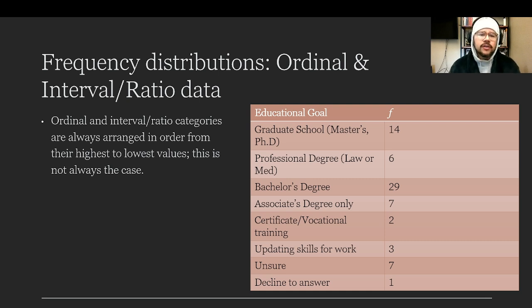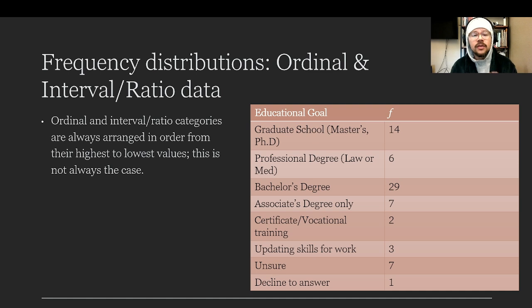So, ordinal and interval ratio categories are always arranged. I shouldn't use the term always. Always is a terrible term to incorporate when it comes to social science research. Although it says always, when I upload this PowerPoint, I'm going to change that because I need that to say can be arranged in order from their highest to lowest values, and then I would be able to drop out that last little blurb about this is not the case.